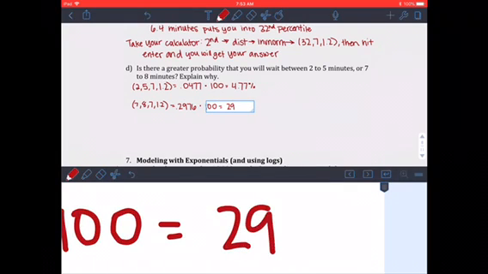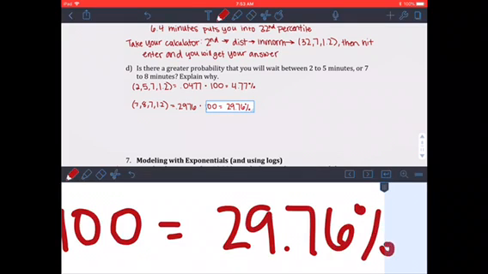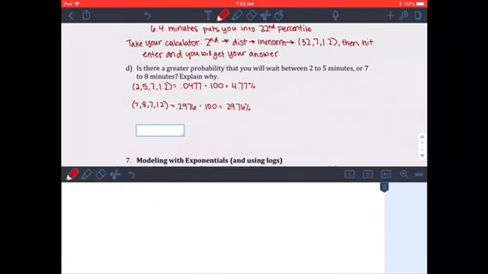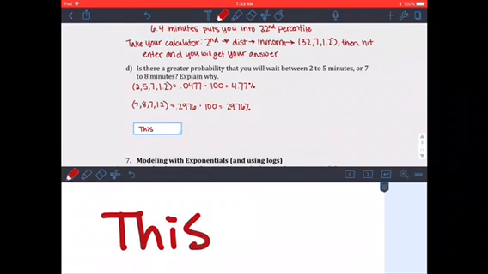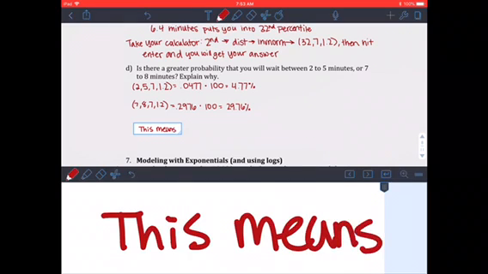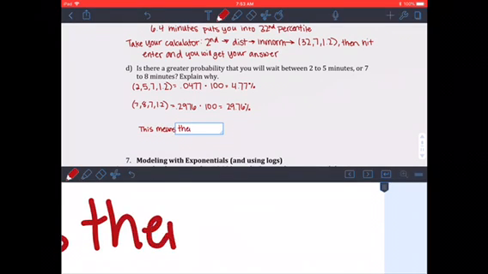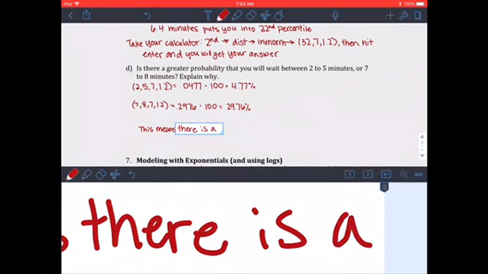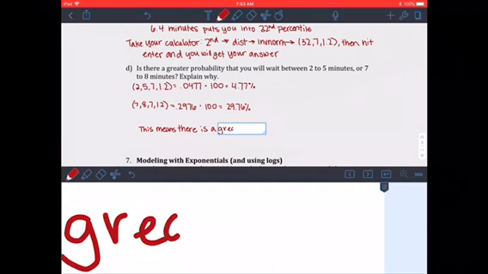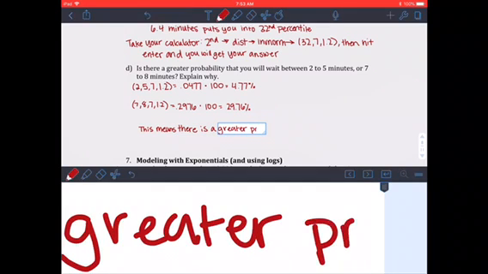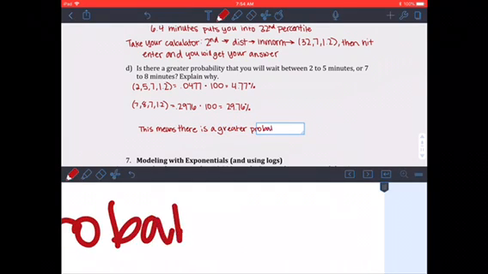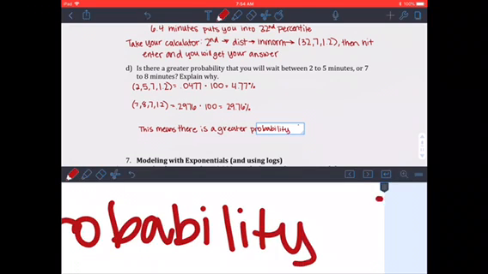Now repeat the same process but with the numbers 7 and 8 instead of 2 and 5. Once you plug in these numbers and hit enter, you should get 0.2976. Multiply that by 100 and you will get 29.76%. This means that there is a greater probability that you will be waiting 7 to 8 minutes for an Uber driver than 2 to 5 minutes.